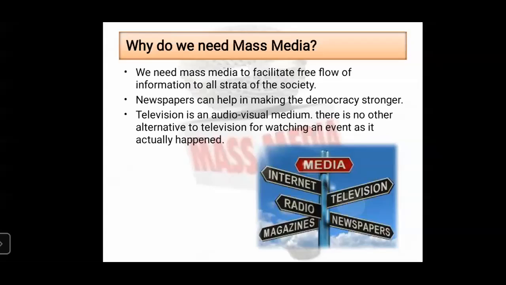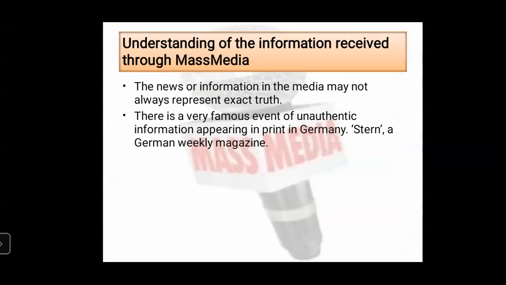Television is an audio visual medium. For example, students, newspaper was only a visual medium, radio was only an audio medium, but television is an audio visual medium. It is possible for this medium to cross the inherent limitations of newspaper and radio to show the actual visuals of the event to the people. So there is no other alternative to television for watching an event as it actually happened, right? Radio also can't show you how things are happening, nor can a newspaper show you directly, but television can directly show you how things are happening, whether it is right or wrong.